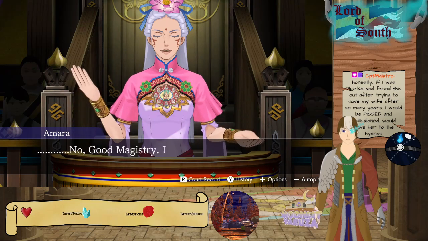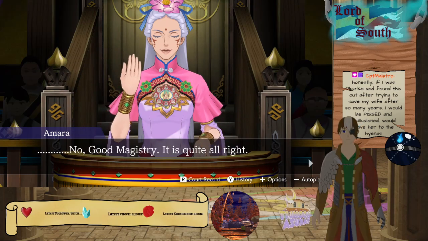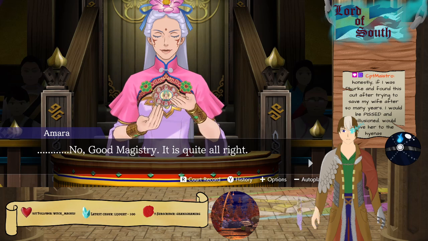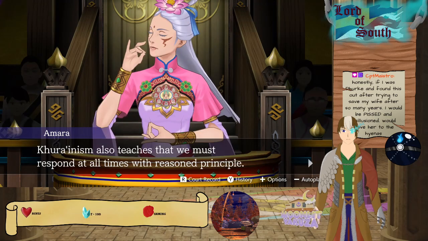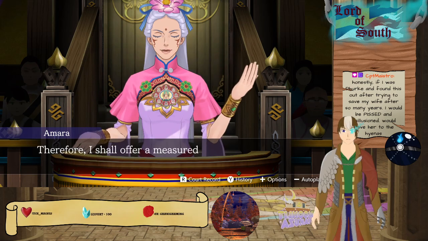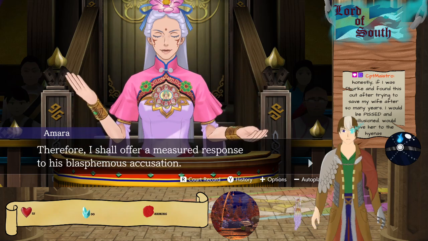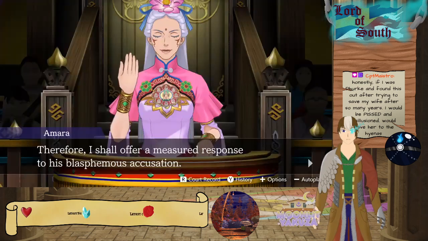Well, she didn't really not agree to it. No, good Majesty, it's quite alright. Kuranese also teaches that we must respond at all times with reason principle. You mean like opening your eyes and letting God smite us? Like, what was that? Was that a reasonable principle? Yeah, reason principle.